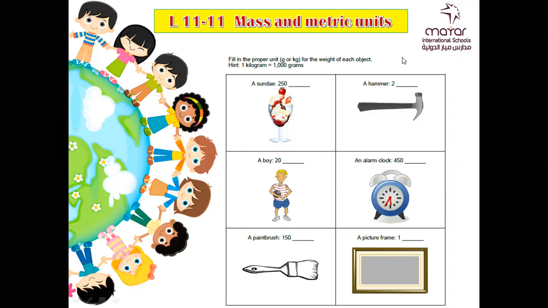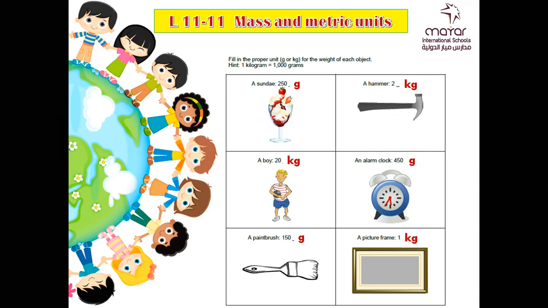The second one, a hammer. Hammer, it's supposed to be 2 what? 2 grams? Is it too light? No, it's a little bit heavy. So it's about 2 kilograms. A boy, 20 what? Excellent, I heard you, 20 kilograms. Alarm clock, do you think that it's very heavy? No, it's light, so it's about 450 grams. A paintbrush, we need to paint with it, so it will be 150 grams. Picture frame is about 1, it's a little bit heavy, which is 1 kilogram.